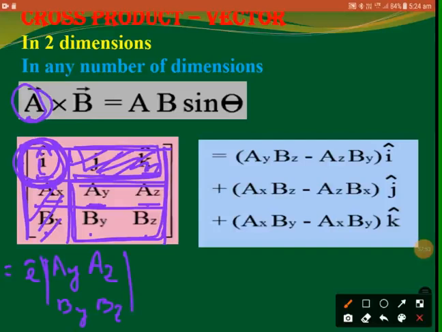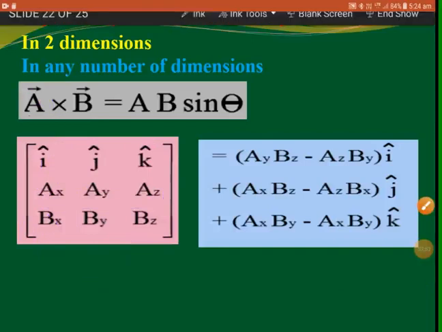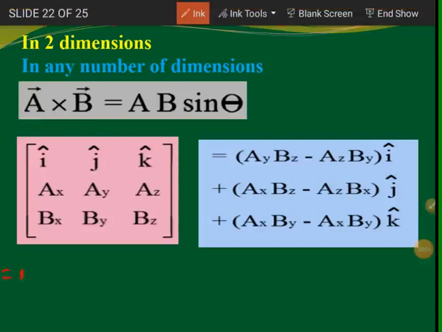In the next step, let me write it here as what I have told you. It should be written as i cap, taking j and k, removing those rows and columns containing i. So what remains is this portion, AY, AZ, in terms of the matrix, and BY, BZ, like this. Next, it comes like this: plus, minus, plus. So minus is what? Next is the second unit vector j cap.